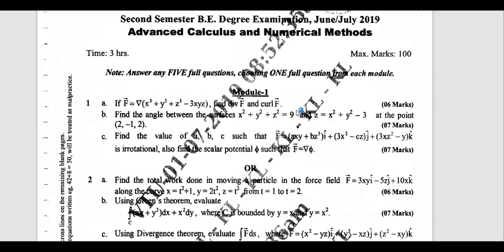Yes, we have a problem here. You can see question number 1b. Find the angle between the surfaces x square plus y square plus z square equal to 9 and z equal to x square plus y square minus 3 at the point (2, -1, 2). Hope you remember this example. I told you this is one of the important ones. Is it not the same example solved in the class?